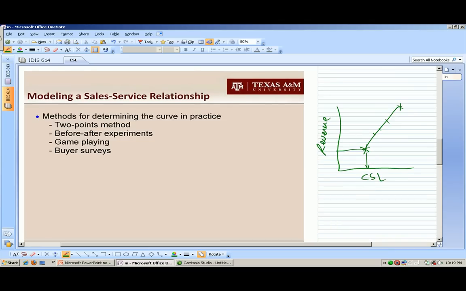The next one is game playing basic. You try to put a couple of people in a controlled environment and ask them to play certain games which simulate the customer's buying experience, and you try to come up with the customer service level curve. And then the last one, which is very commonly used: you prepare some questionnaires, do face-to-face interviews, and create focus groups to understand what the value is for customers and how they make decisions with respect to your customer service level.